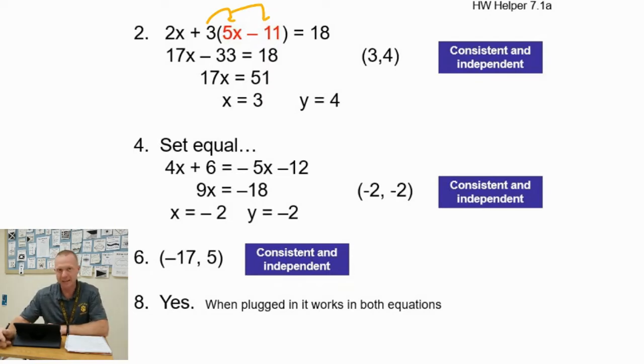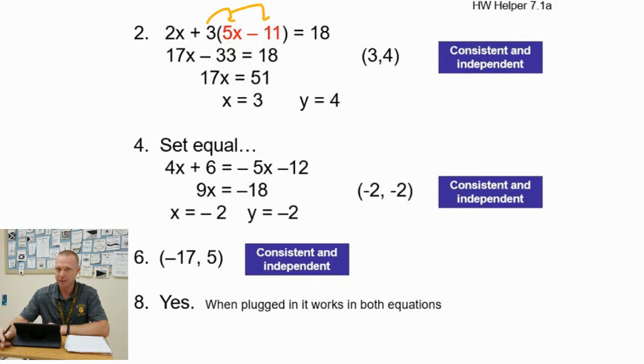So what do you think? Anything that you need to talk about? Of course, you want to follow up with me. Each of these systems, at least with the numbers 2, 4, and 6, are consistent and independent, which means they have a solution and one solution.